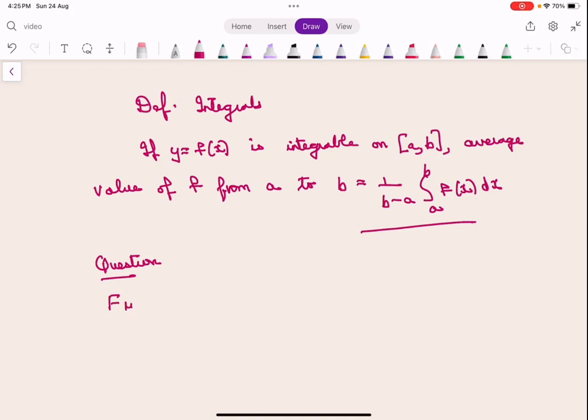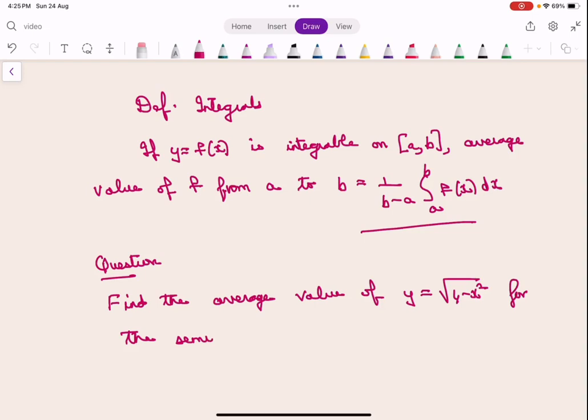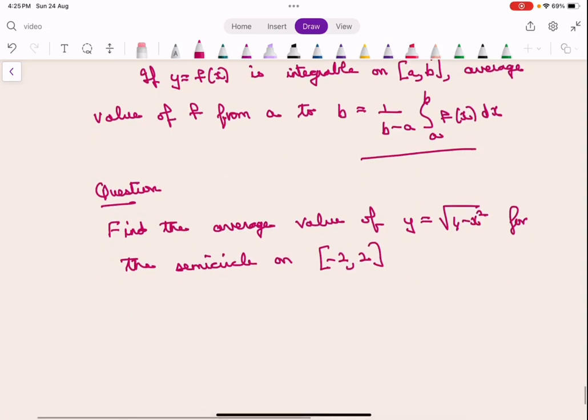Find the average value. Find the average value of y equal to square root of 4 minus x squared for the semicircle on the closed interval minus 2 to 2. So let's start with the solution. This is minus 2 to 2, and this is the upper part of the semicircle, y equal to square root of 4 minus x squared.